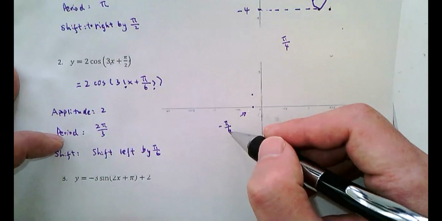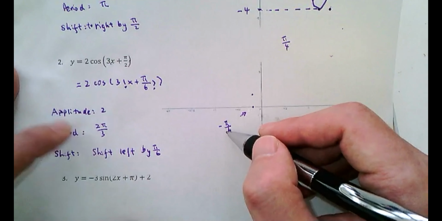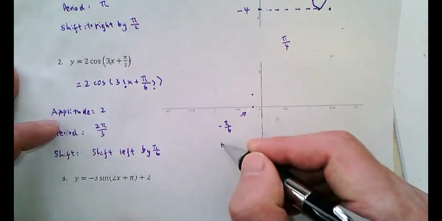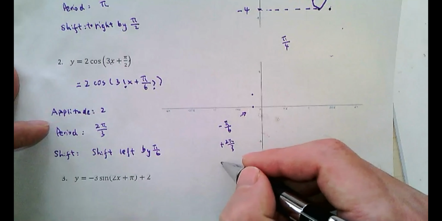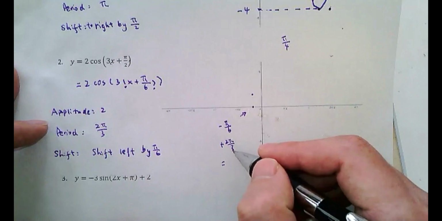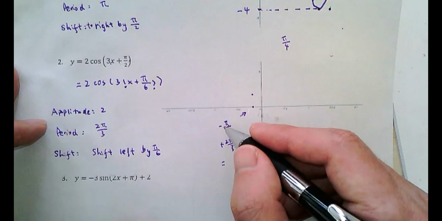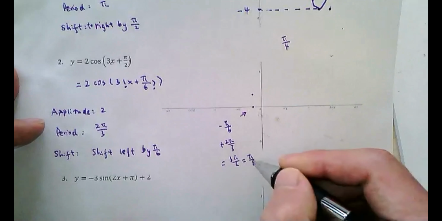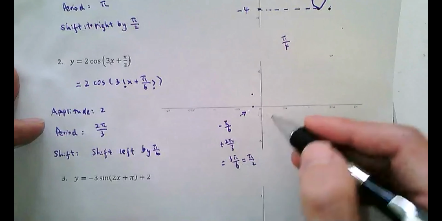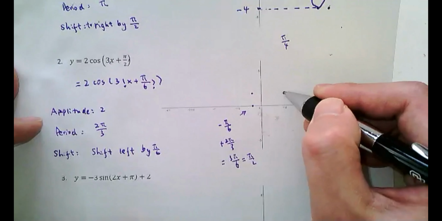So when does it complete its period? Just add this period, right? Add 2 pi over 3. What do you get? So you get 4 pi over 6. 4 pi over 6 plus negative pi over 6 is 3 pi over 6, which gives you pi over 2. That's where it finished one period. So it goes back to its maximum here again.